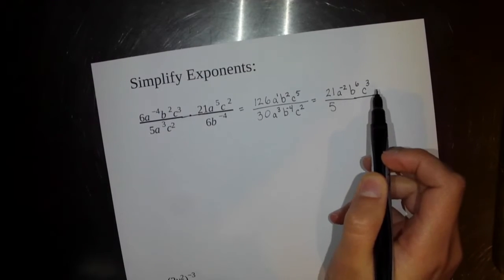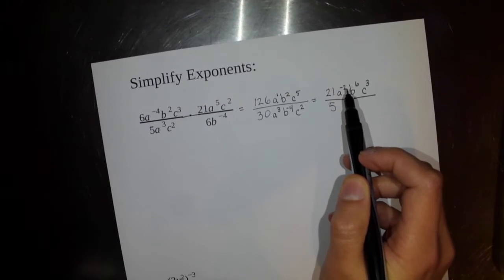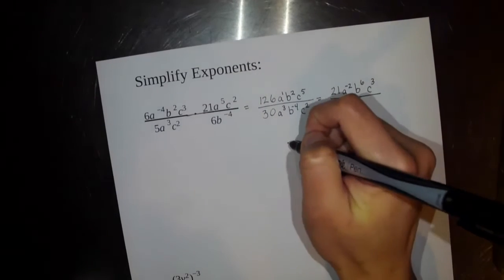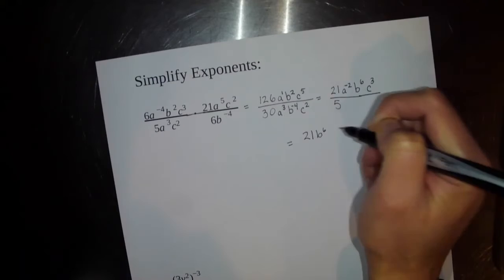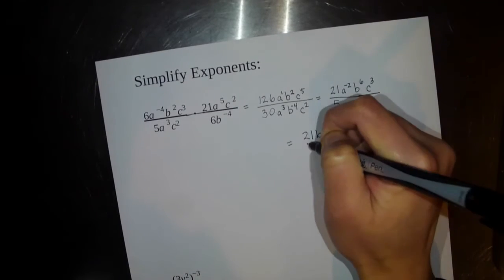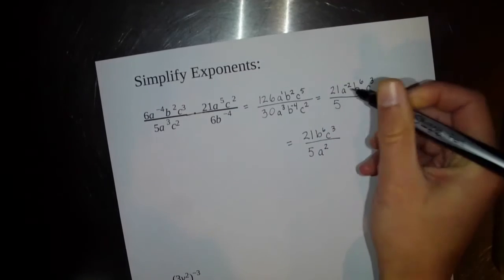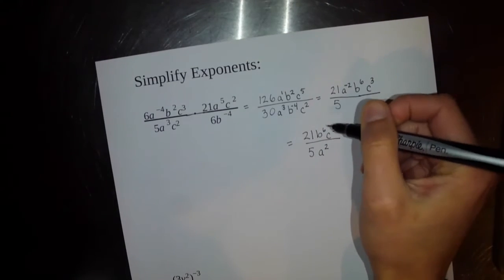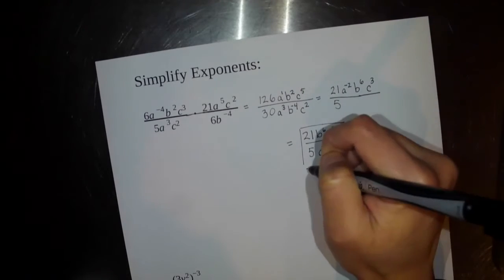And the last step is the negative exponent. So a has a negative exponent. That will go to my denominator. So just this a will go to the bottom. That will leave me with 21, b to the 6, c to the 3rd, over 5a, and when that negative exponent comes to the bottom, it becomes positive. And that would be my answer.